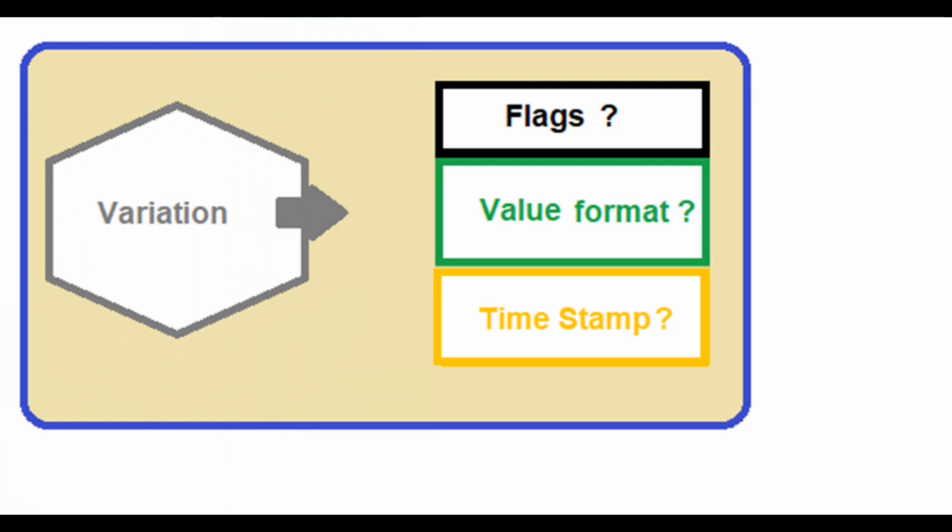What is important in variations? The important thing to note about the variation is that it tells you if the input point is reported with flags or not. For numeric points, if it is reported as a 16 or 32-bit integer. There are also floating point variations, but they are not part of the subset. And whether or not a timestamp is included and the quality of the timestamp.